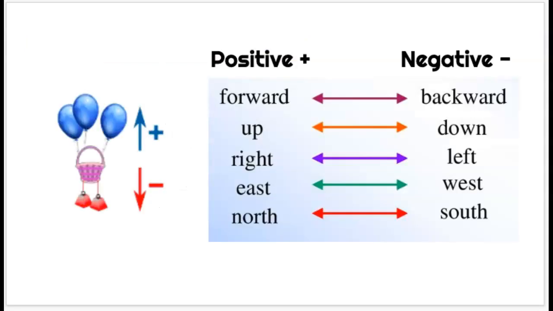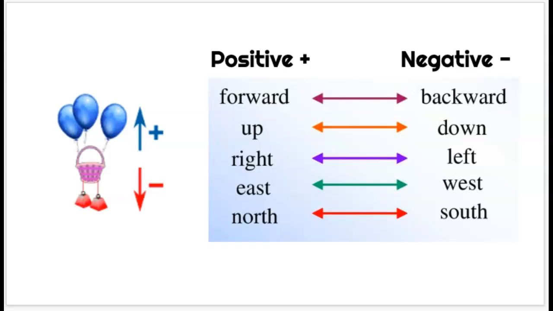So in this little picture I have here, some of the ways we might describe motion or position as positive is if something's going forward, it's positive. Up is positive. Right is positive. East is positive, and north is positive. And then the opposites would be negative. So backward would be negative, down would be negative, left, west, and south would all be negative. And this just helps us give a plus or minus.